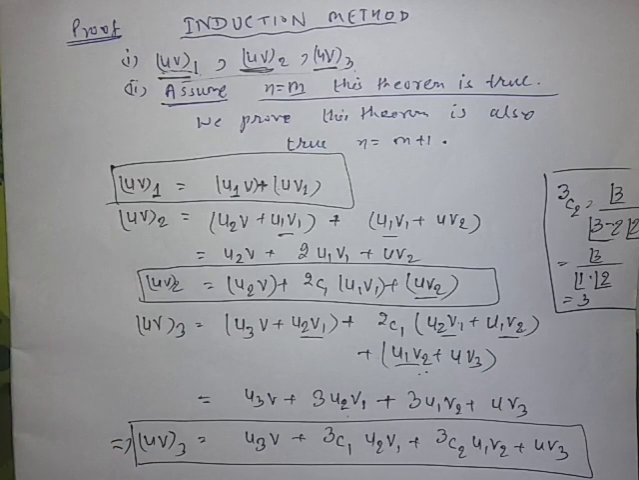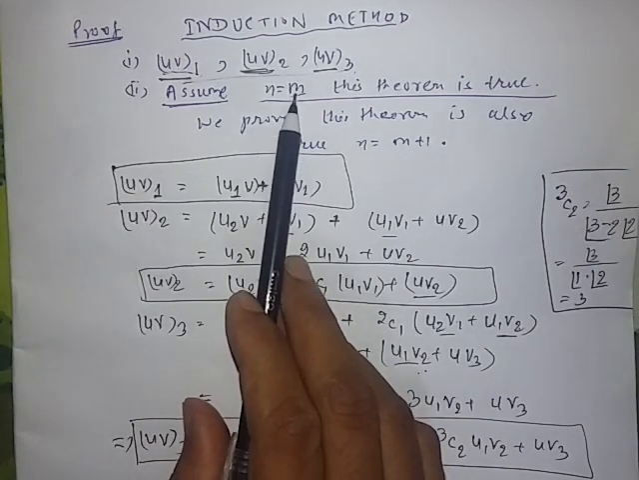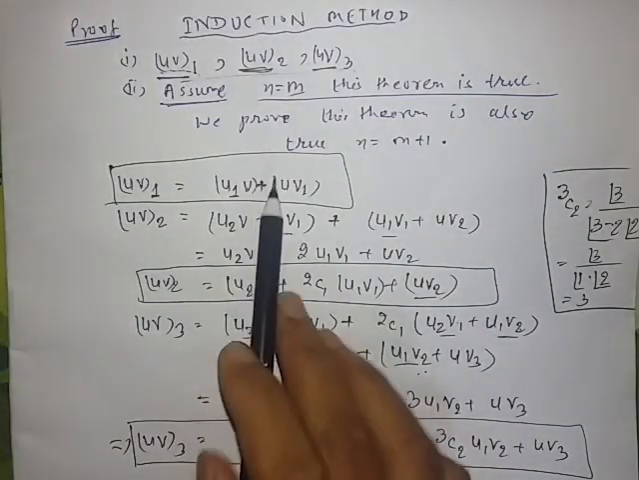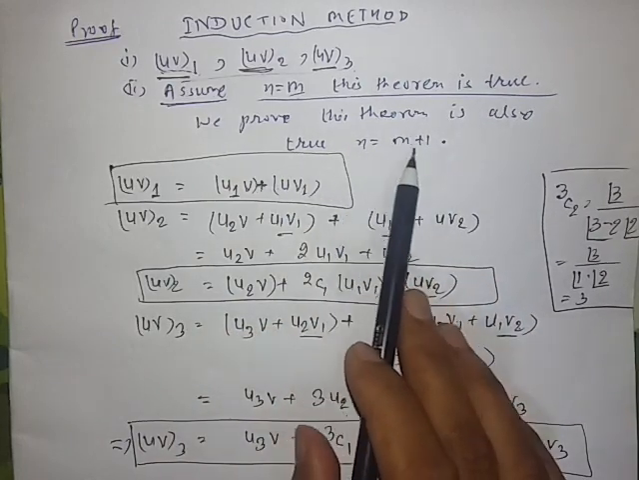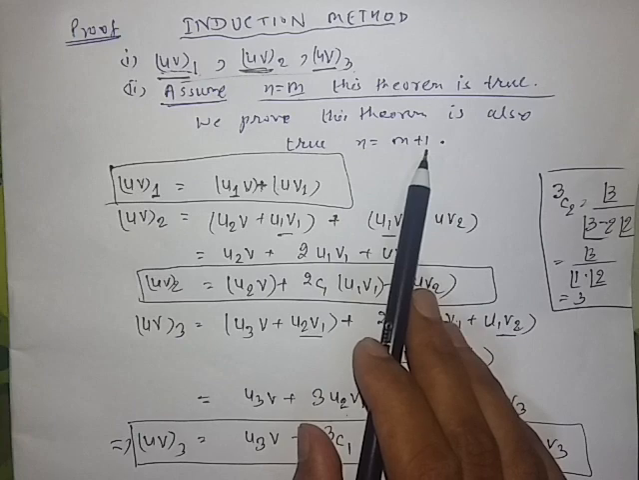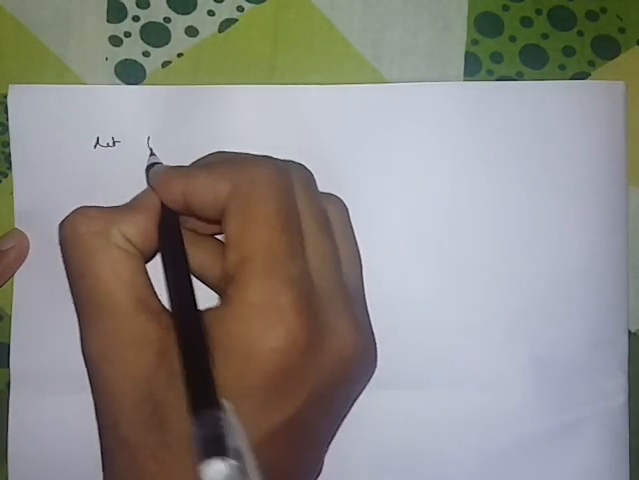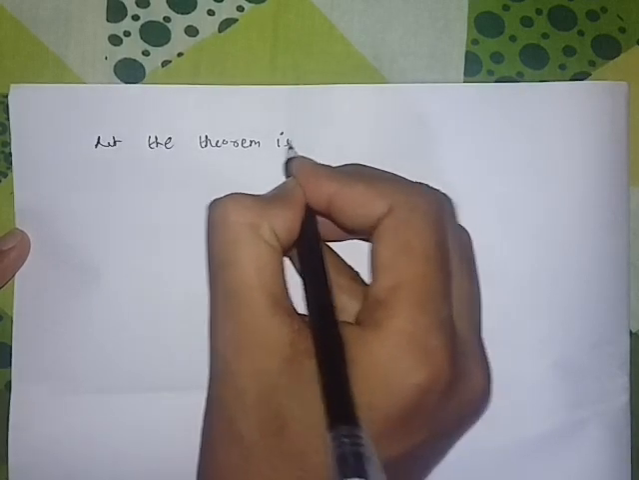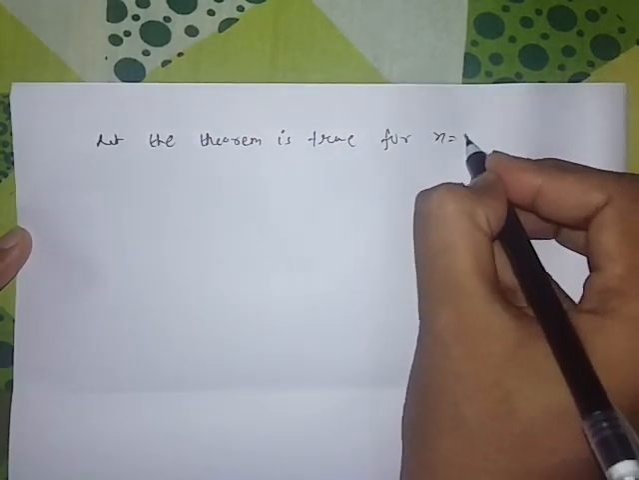Now we are going to assume that this theorem is also true for n equal to any arbitrary number m. Then if we are able to prove the theorem is also true for n equal to m plus 1, then we are done with our proof. Let the theorem be true for n equal to m.